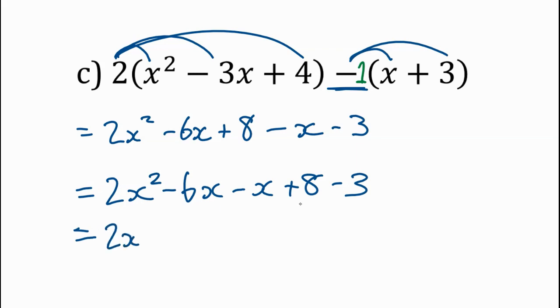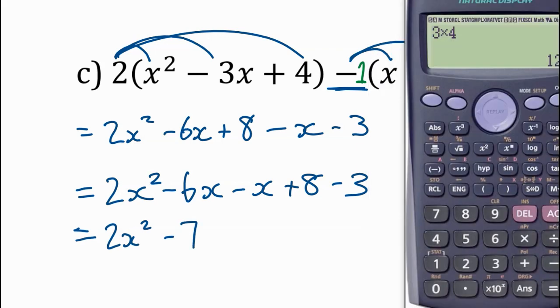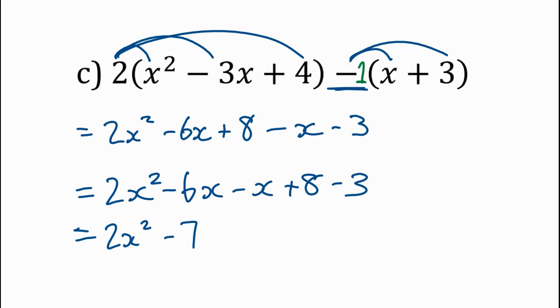So 2x squared, negative 6 minus 1, negative 7. Watch, folks. Negative 6 minus 1, negative 7. If you struggle a bit with integers, use your calculator. 8 minus 3, 5. Does that make sense? Okay.